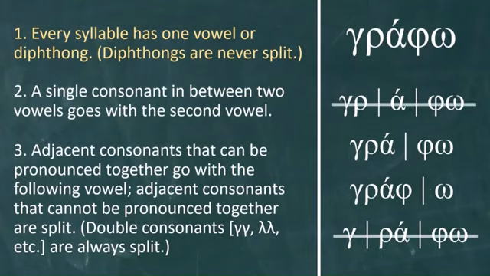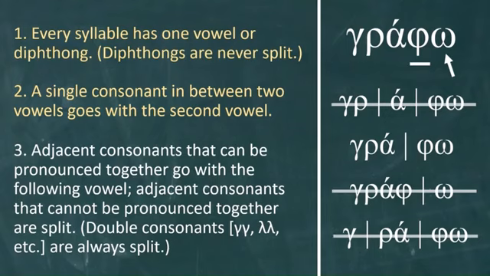We can move then to our second rule. A single consonant in between 2 vowels goes with the second vowel. Here we have the single consonant phi in between the vowels alpha and omega. So we know that the phi must go with omega. Thus we can eliminate the third option, and we are left with the correct answer, grapho.